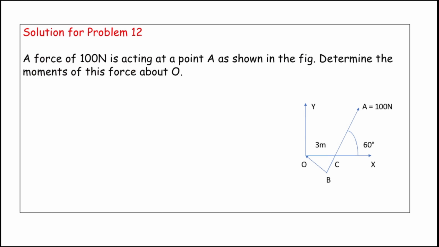This sum is different from previous sums. We are going to calculate the moment of a force from one place to another place, clockwise or anti-clockwise. Now see the question. A force of 100 Newton is acting at a point A as shown in the figure given below. Determine the moment of this force about O. So we have to calculate the moment of the force about O.